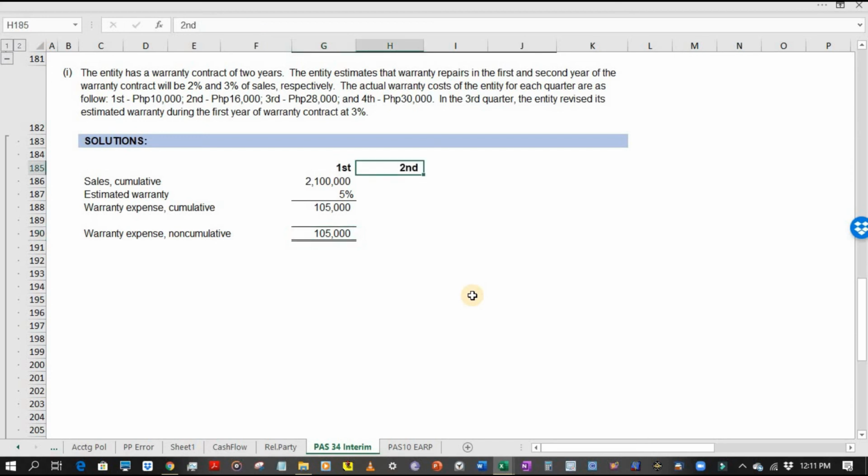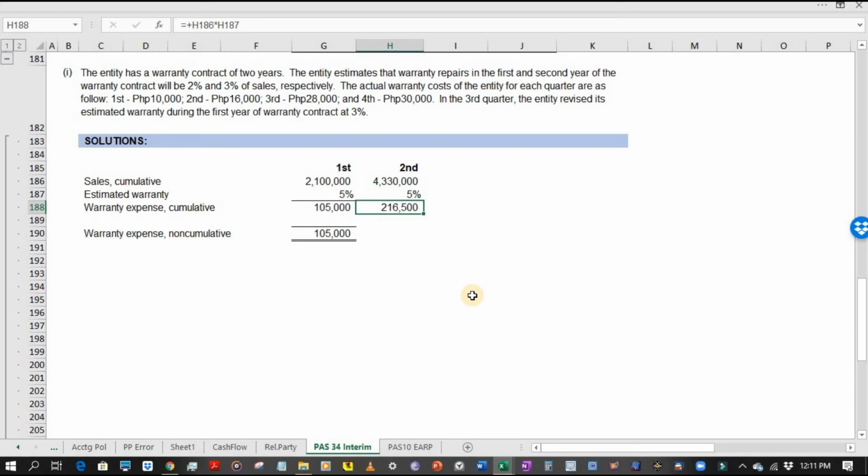So for the second quarter, the cumulative sales is 4,330,000 pesos. Again, the sales amount is the sales we have computed based on FOB destination. So since this is for the second quarter multiplied by 5%, our warranty expense for the first 6 months, because this is a cumulative amount, is 216,500 pesos.